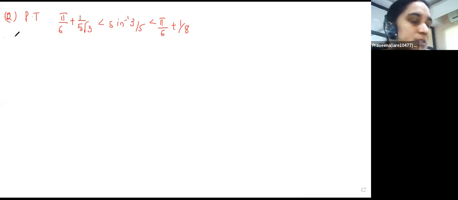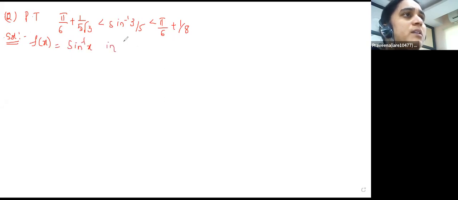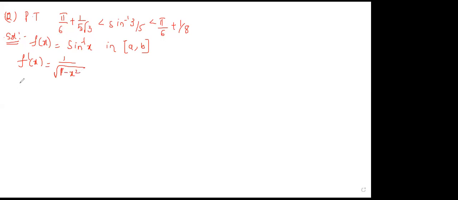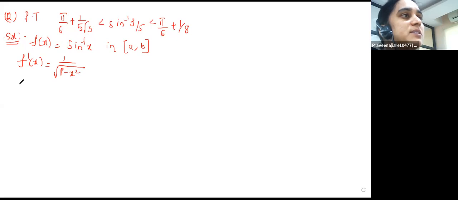For that solution, let us take the same as the previous question. From that condition, let us take the function f of x equal to sin inverse x in the closed interval a comma b. First verify whether it is differentiable or not. Now what is the differentiation of sin inverse x? It is 1 by root 1 minus x square.